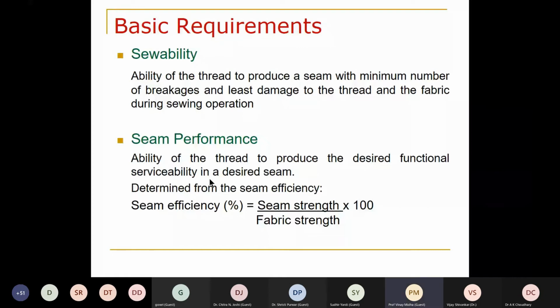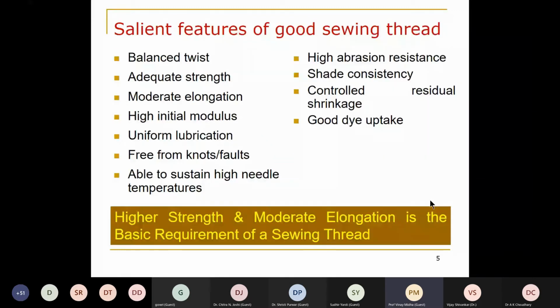And this seam performance is determined from the seam efficiency. Seam efficiency is the ratio of the seam strength to the fabric strength. After the seam has been formed, the strength is taken, and then the fabric strength; the ratio of these multiplied by 100 is the seam efficiency, which is a measure of the seam performance. So these are the two main things required after the stitch formation has taken place and the stitches are being incorporated. That will be important. From that point of view, we have to use and design the sewing thread for achieving better seam performance and good sewability.